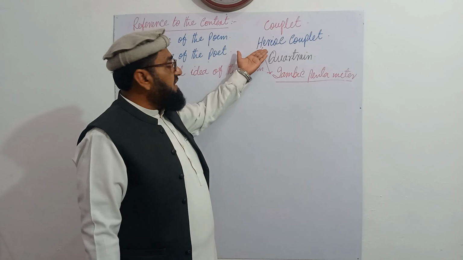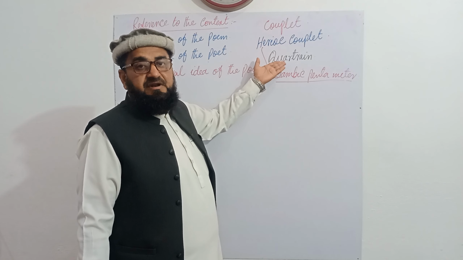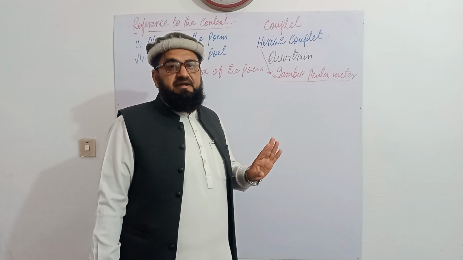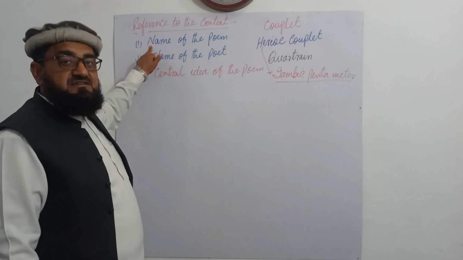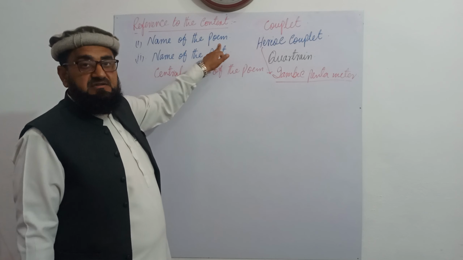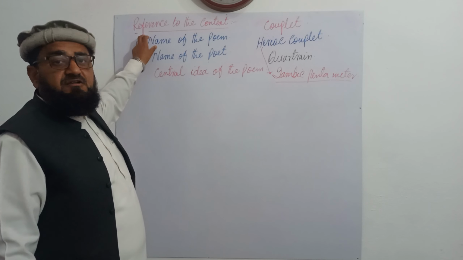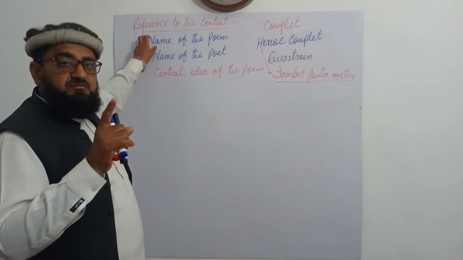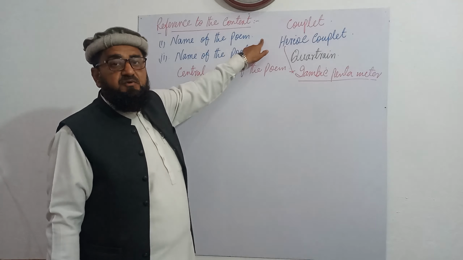When there is a heroic couplet, that is a heroic quatrain as well. If there is a simple couplet, we will call it a quatrain as well. So this stanza will be given to you. You will write: in these lines the poet tells us, or in this stanza the poet tells us. This stanza is given from the poem, or these lines have been given from the poem.